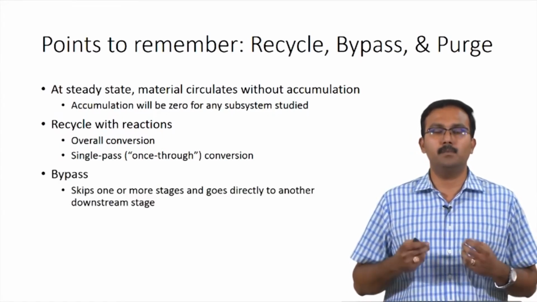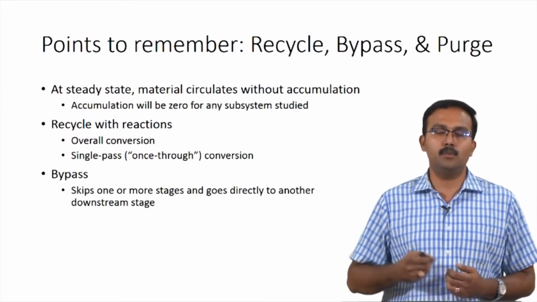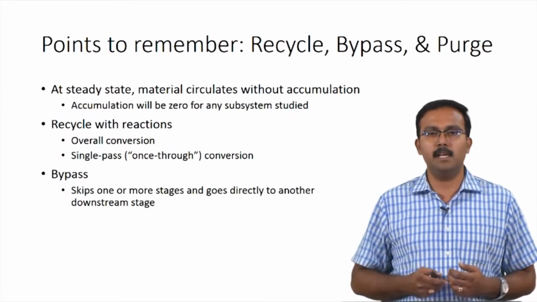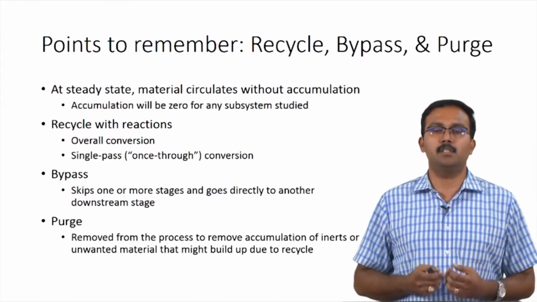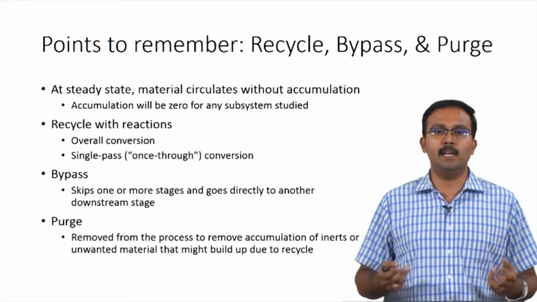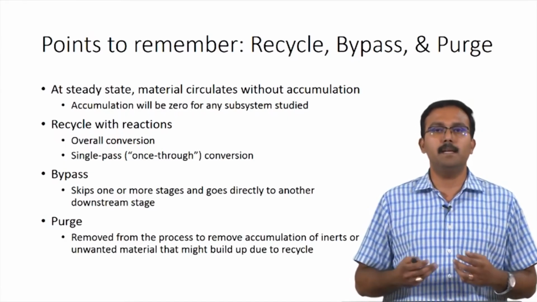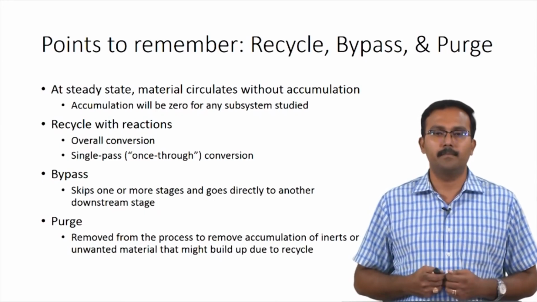Overall conversion is basically the conversion which would happen for the overall system, which includes the recycle stream, whereas single pass conversion is what happens when the reactants pass through the reactor only once. Bypass is a process where you have a stream skipping one or more of the stages to go directly into the downstream stage, and purge is a process where some components are being removed so that you can avoid accumulation of inerts or other unwanted materials which might build up due to recycle.